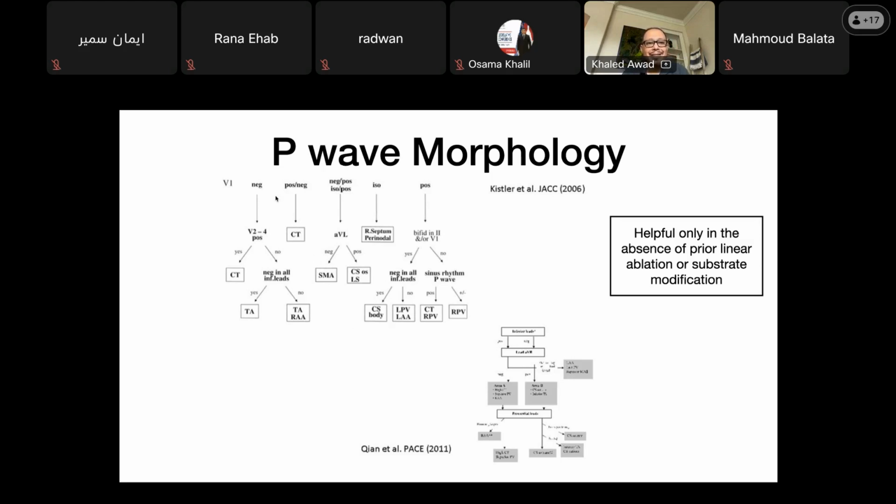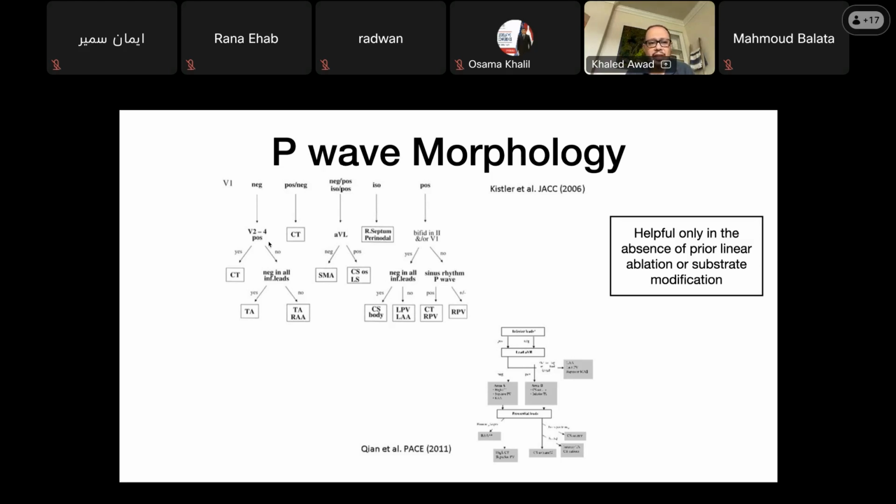You look at V1, and if V1 is negative and then turns positive, generally speaking, you see a transition. We call that precordial transition. In an atrial arrhythmia, when you see a precordial transition, in other words, it was negative and it became positive, or V1 was biphasic, positive-negative, and then it became positive, then you're usually dealing with something that is coming from the right atrium. And if it turns positive in the rest of the precordial leads, then it's probably cavotricuspid isthmus dependent. So it was negative, turned positive, most likely cavotricuspid isthmus dependent.